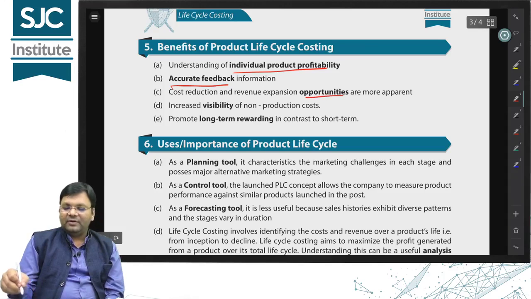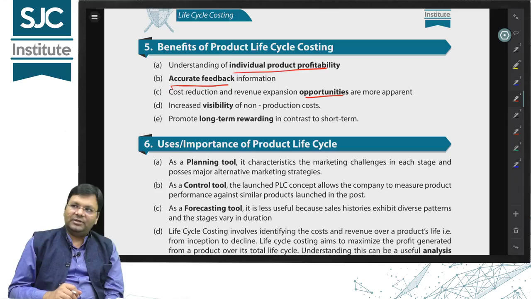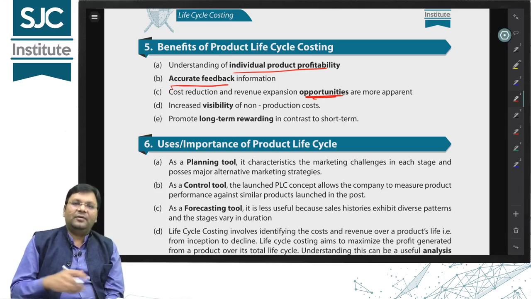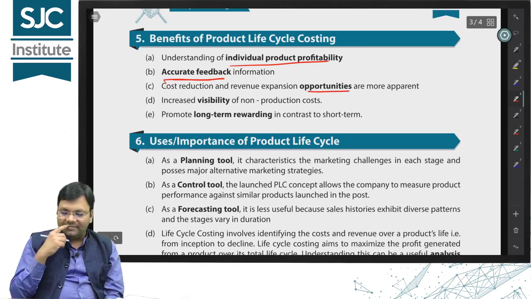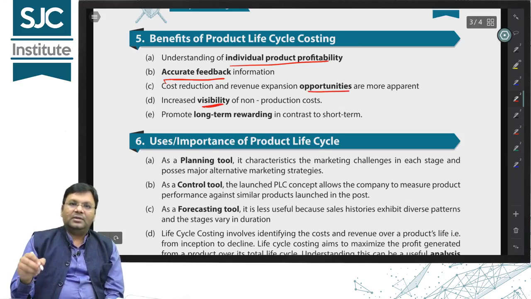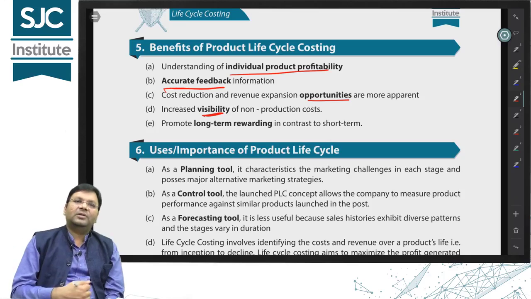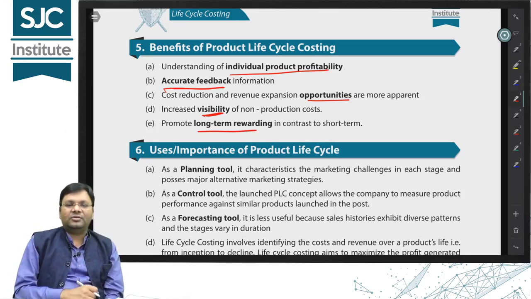Then cost reduction and revenue expansion opportunities are more apparent when you actually break your calculation into different phases. You understand what is the cost and what is revenue in each phase, so you get more opportunities. Increased visibility of non-production cost. Since you are allocating everything to the cost of product, you get to know how much non-production cost my product is having. And it is more long-term rewarding in contrast to short-term, because here the focus is on enhancement of profitability over life. You cannot just think of profit over a specific phase of life cycle.